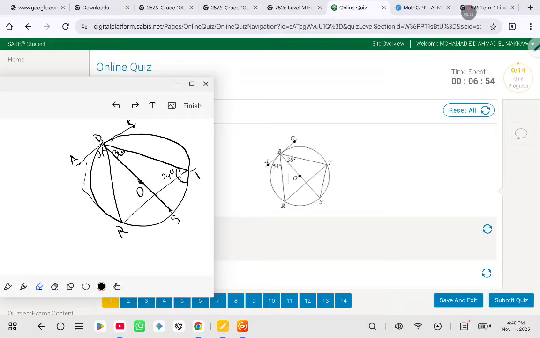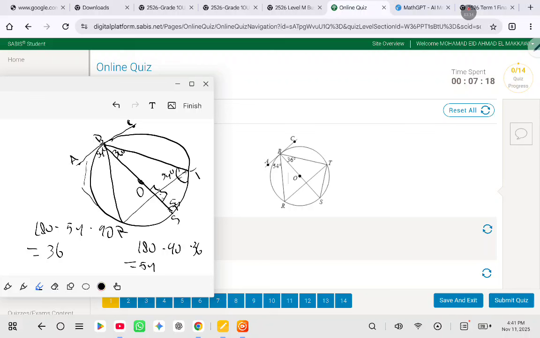One second guys, this is 90, right? This is 90, also this is 90, okay, but it doesn't really matter. So it's 180 minus 90 minus 36 equals 54. S is 54, this is 90. What is this? 180 minus 54 minus 90 equals 36.